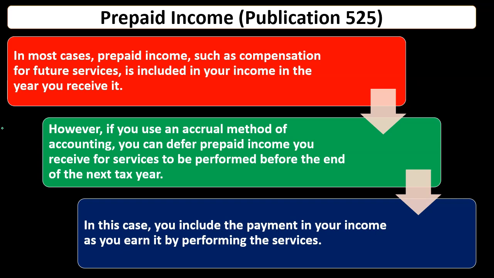So we have prepaid income. This is in Publication 525. In most cases, prepaid income, such as compensation for future services, is included in your income in the year you receive it. So typically with prepaid income, you'll remember, if you were on an accrual basis, you wouldn't be reporting prepaid. You got money, but you didn't do any work yet. But on a cash method, which is what you're talking about with your individual income tax, typically it's more on a cash basis. If you got the income before, then you would typically have to report it, even though you hadn't yet done the work.